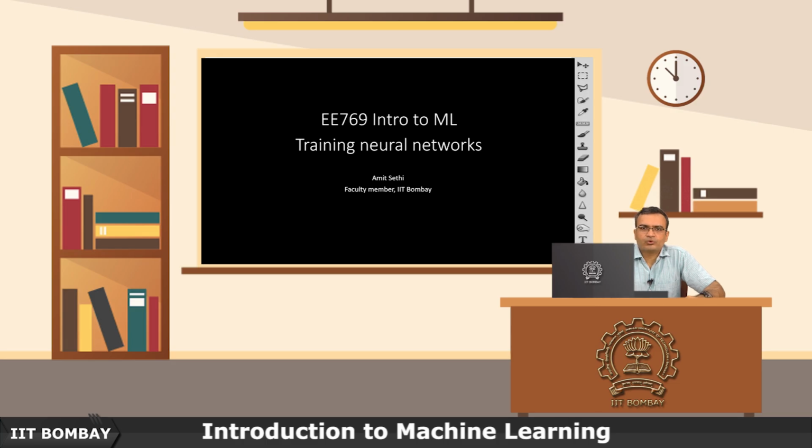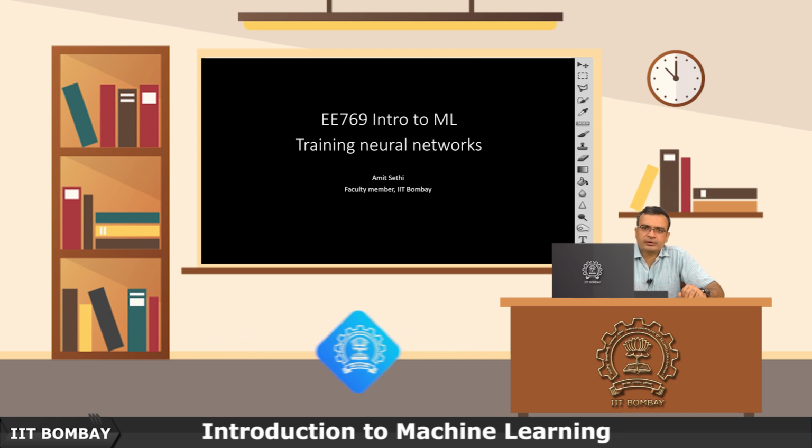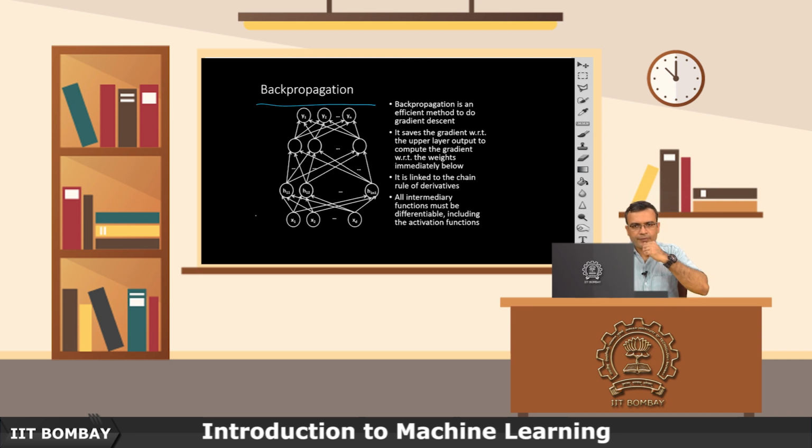Hello and welcome to lecture 8 in Introduction to Machine Learning. Today we will talk about how to train neural networks. In the last lecture we introduced neural networks. So here we will look at a particular type of implementation of the gradient descent algorithm for training neural networks. The algorithm that we will talk about is the backpropagation algorithm.